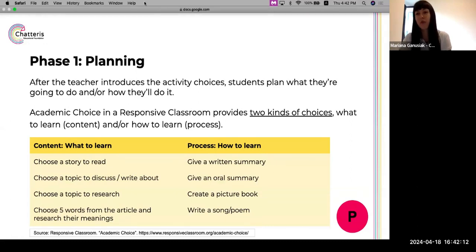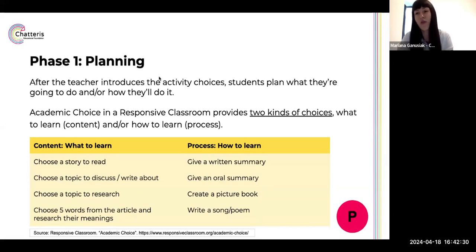You may have some shy students or some more creative students who would prefer, for example, to create a picture book or write a song or a poem. And we should accommodate those preferences and those learning styles where possible in our lessons.